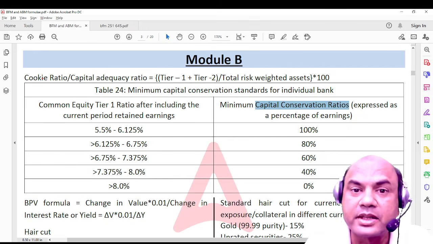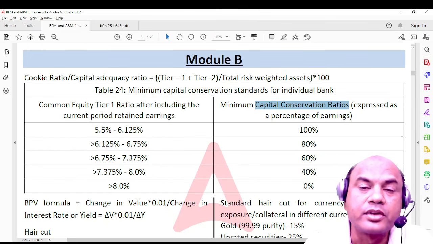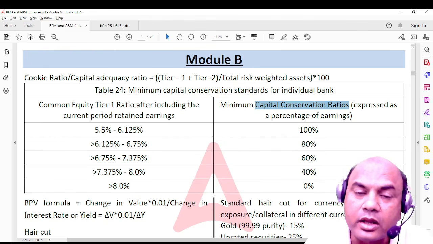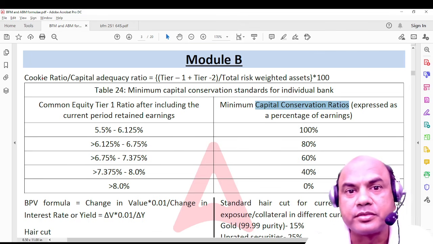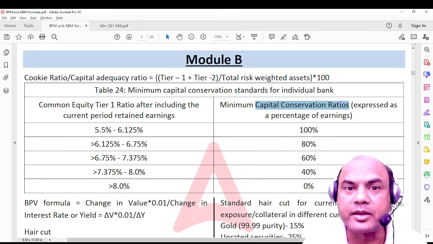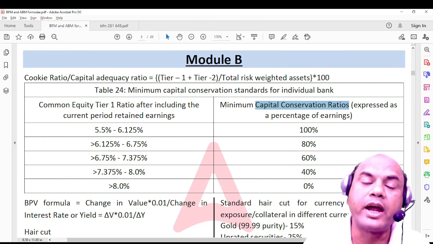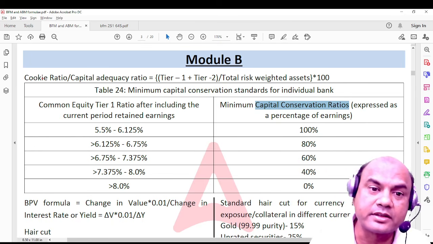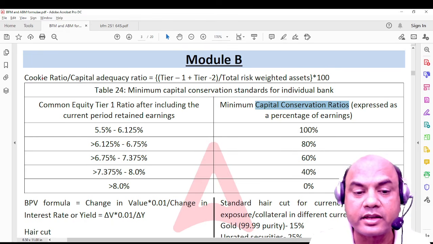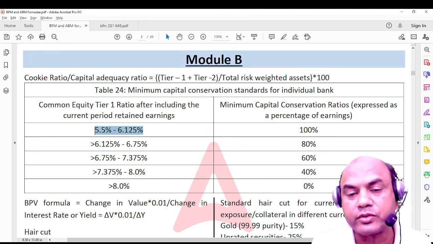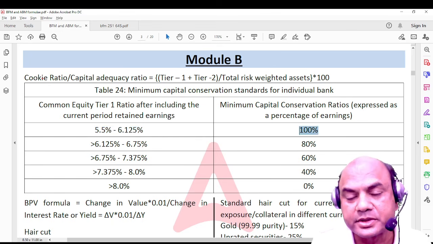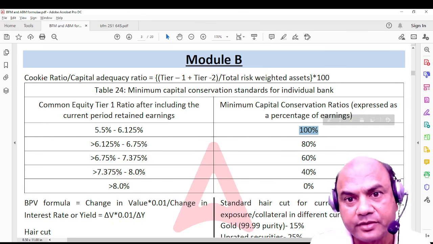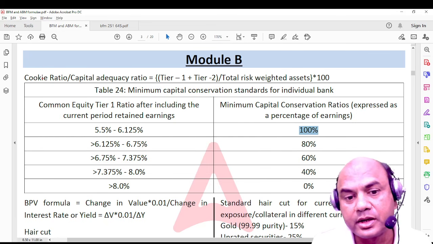Your CRAR becomes 11.5. In 2021 RBI has clearly told that all the banks need to maintain the CCB. Now your CRAR is 9%, and if you add the CCB it becomes 11.5%. So what does RBI say? If your CET1 is 5.5 to 6.125, then your CCB is 100%. Means you have to maintain the complete 2.5%, whatever your CCB is. 2.5% you have to maintain.